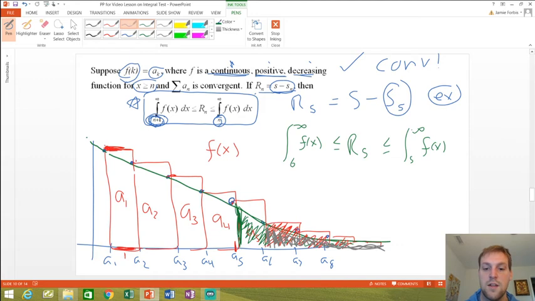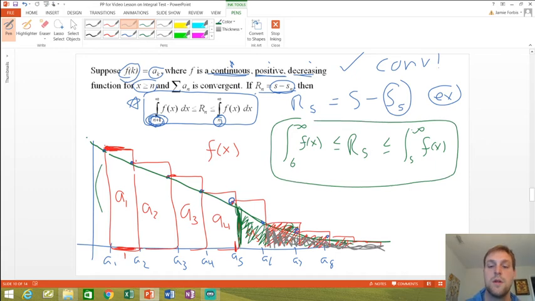The summation of the rest of the terms, which is the remainder, is going to be greater than this gray area, but it's actually going to be less than this green area. So it's somewhere in between these two integrals. So again, the remainder is these red blocks here. It's the remaining terms added up. And I'm saying that remainder is somewhere between the gray area and the green area.